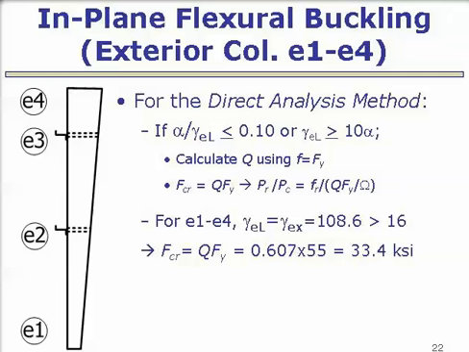if it's still not buckled at that level, you basically can calculate your Q based on F equals Fy, get your F critical Q equals QFY. Basically you're working off a cross-section calculation to get your axial strength ratio now. You don't even bother with the length. This is for in-plane buckling. And so for E1 through E4, we satisfy that limit. We go through the calculations. We get F critical 33.4 KSI based on that.